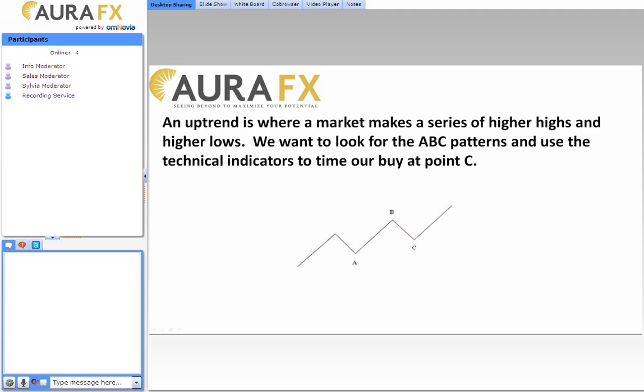We look for the ABC patterns as we see markets that are stair-stepping their way up or stair-stepping their way down. And we're going to show plenty of examples here, so don't worry about this graphic. But what we're trying to do later on when I talk about breakout trading, we're going to talk about buying as the market moves up through point B, but some traders like to get in before that point, okay? They like to get in closer to point C, and that is where the use of technical indicators can help us to better time that entry.